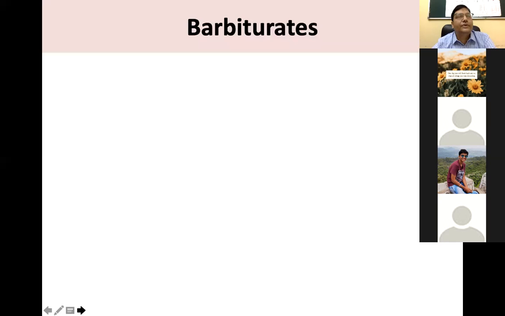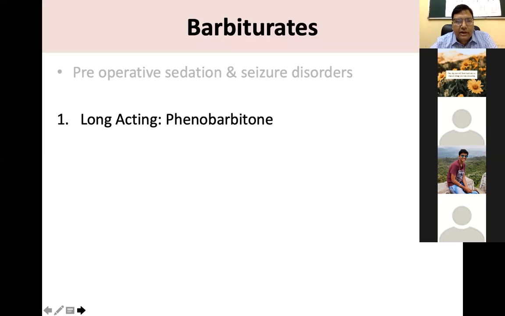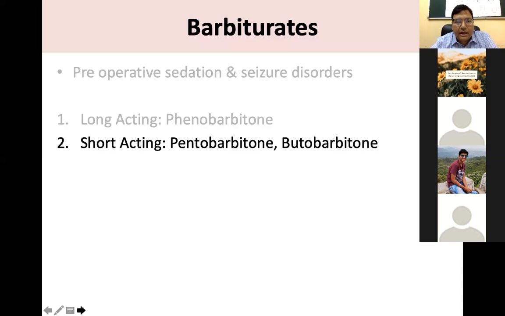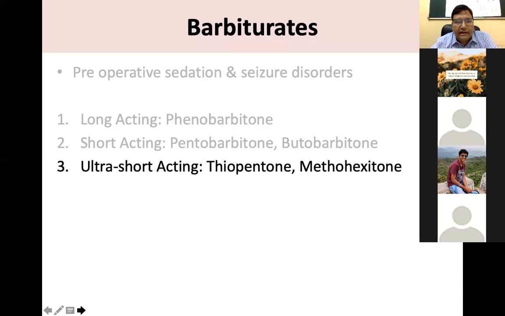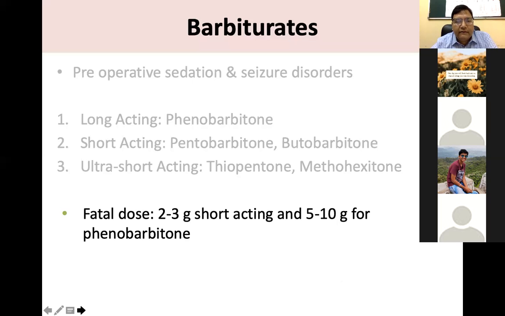Next is the barbiturates. Barbiturates are given commonly in preoperative sedation and seizure disorders. The longer acting one is phenobarbital, the short acting ones are pentobarbital, and the ultra short acting ones are thiopentone sodium or methohexitone. The fatal dose for the short acting ones is 2 to 3 gram, and for phenobarbital it is 5 to 10 gram.